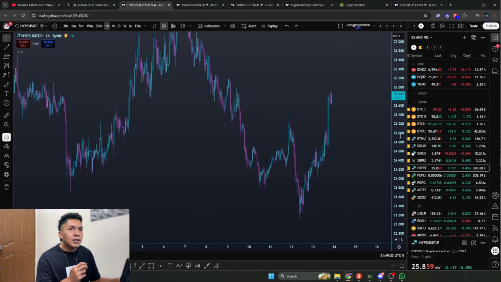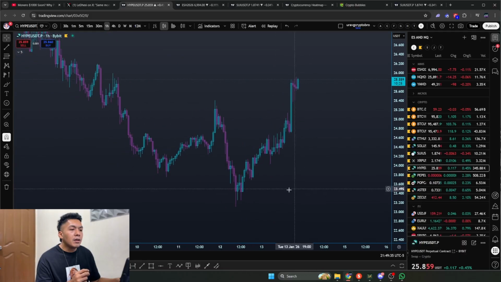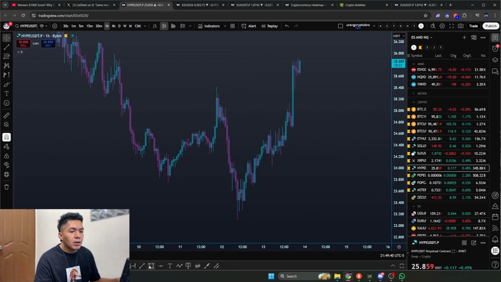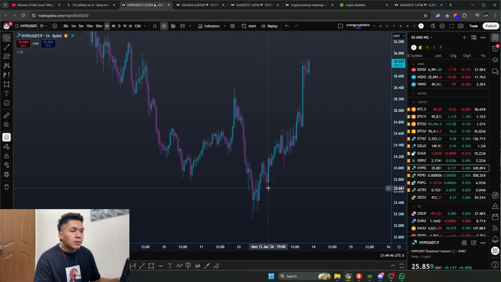So your entries could be down here, either on the inversion or tap of the fair value gap. So this one, you had a fair value gap here on the 1 hour. So you tapped into it. I think that's also like golden pocket.